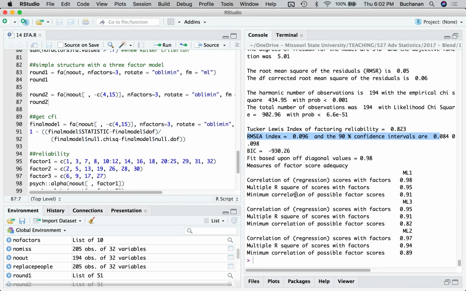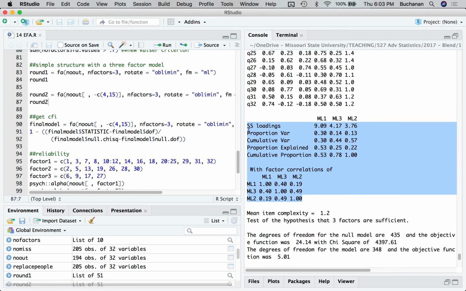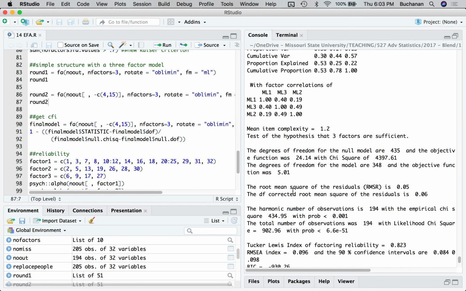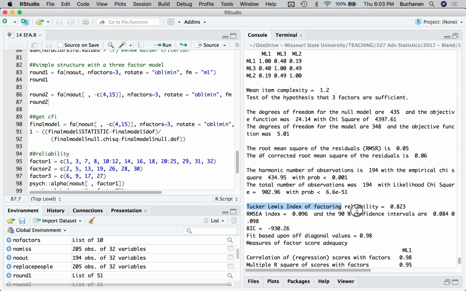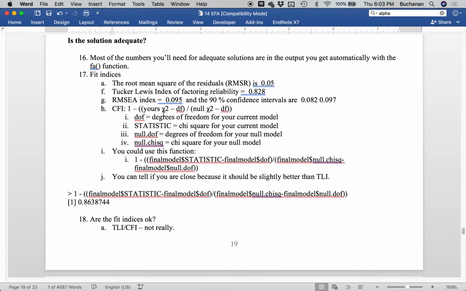Another thing we're going to look for, oh, look at this. They've actually changed the output since I made these slides, right? This gives you multiple R squared and correlations. So that's new. This is the part I was talking about a minute ago. Okay. I got sidetracked there. Let's look at Tucker-Lewis. Tucker-Lewis is 0.82, so that's not very good. You'll notice that mine in here is just slightly different, and that is due to outliers and missing data. Okay, but it's close. And then the last one we really want is CFI.